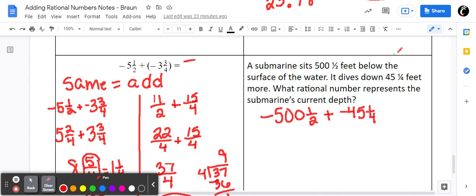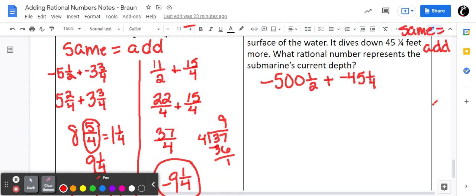So again, I want to look at this. Since I have the same signs, same equals add. So I want to add these two together. Again, since I have fractions, I'm going to show this both ways. I'm going to scroll down a little just so we have some more space.